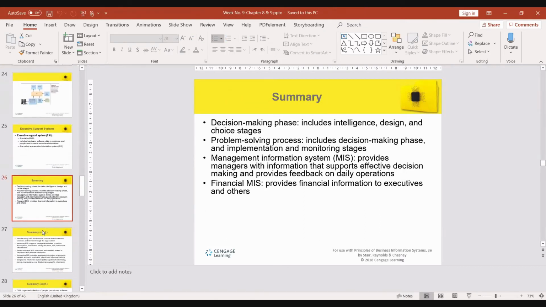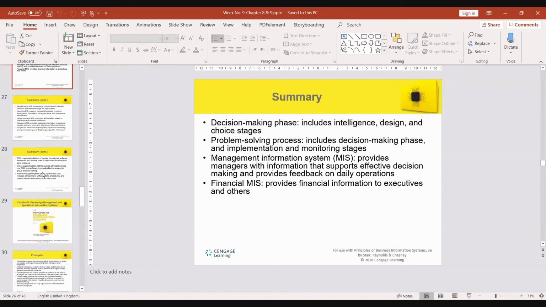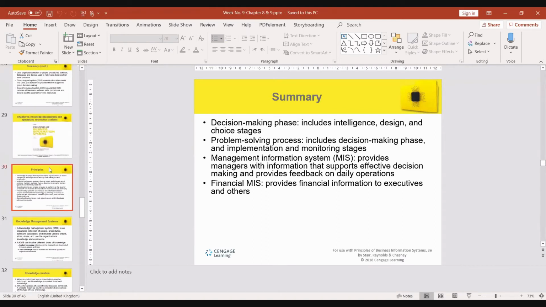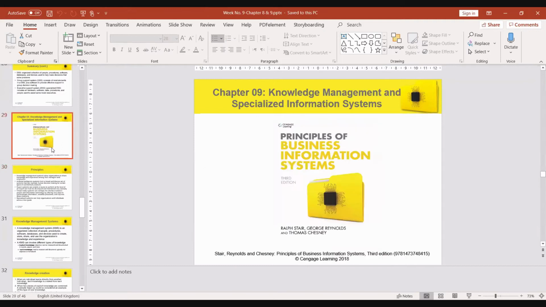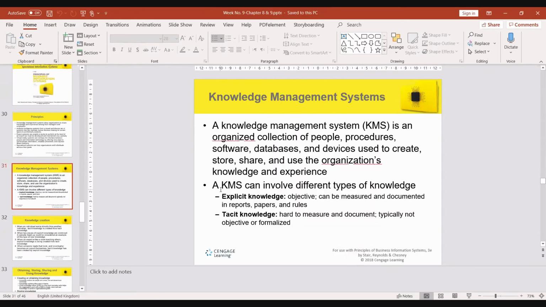Okay, so this was about chapter number 8 that we have finished so far. We mostly talked about the different systems in that. Next we will start knowledge management and specialized information systems. So more systems are coming. The first one is the knowledge management system.